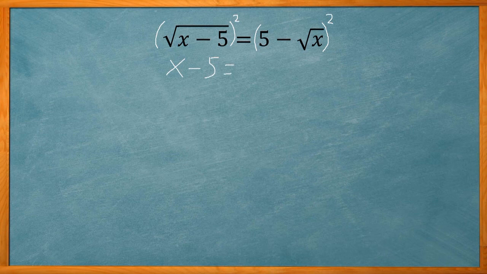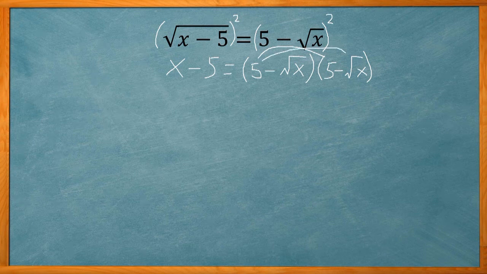Now the other side is a little bit more complex. So it's not all underneath the radical, so I'm going to multiply these two together. So when I square it, I'm multiplying by the same thing, 5 minus the square root of x. Okay, so to multiply this out, we can use FOIL. FOIL is where I'm going to multiply the 5 times 5, then the 5 times the negative square root of x, and negative square root of x times 5, and then negative square root of x times negative square root of x. Okay, so 5 times 5 is 25.